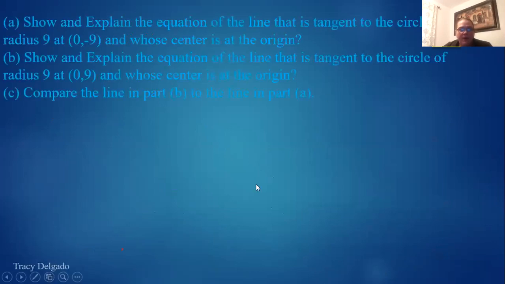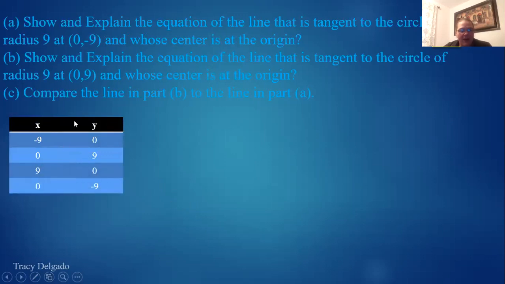All right, this one, we're going to show and explain the equation of the line that is tangent to the circle of radius 9 at 0 and -9, and whose center is at the origin. We will show and explain the equation of the line that is tangent to the circle of radius 9 at 0 and 9, and whose center is at the origin. Then we're going to compare the line in part B to the line in part A.